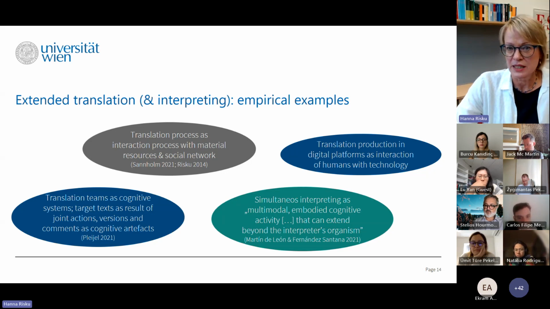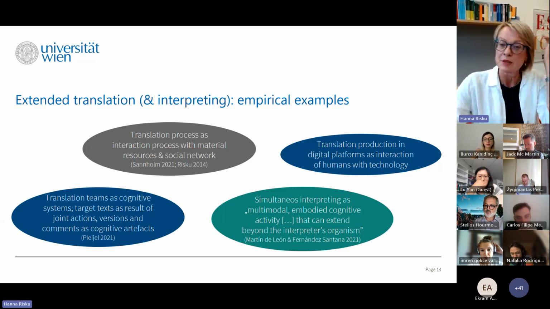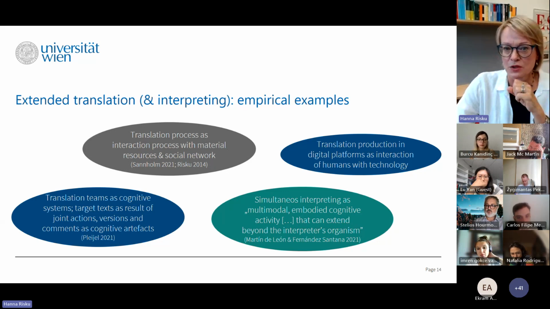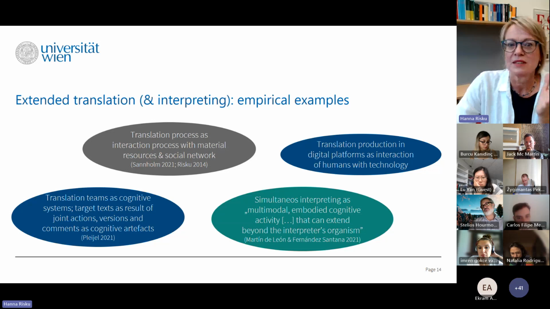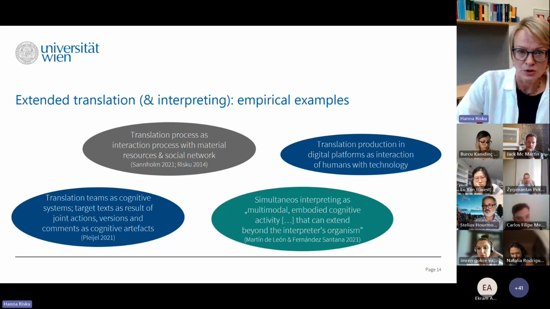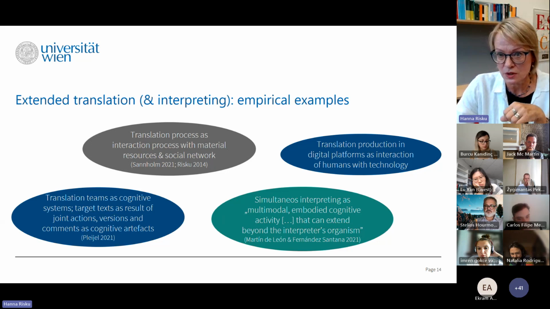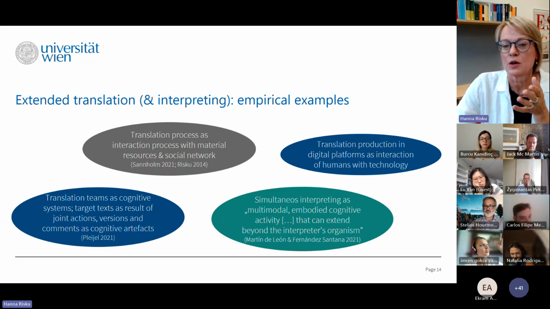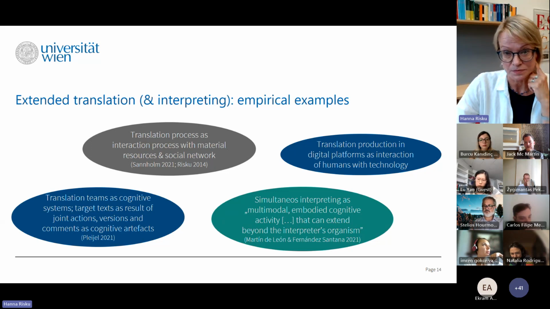Other studies applying an extended perspective would examine, for example, how digital translation platforms produce translations by the interaction of human contributors with this technological infrastructure, or how simultaneous interpreting can be seen, as Martin de León and Fernández Santana write, as a multimodal embodied cognitive activity that can extend beyond the interpreter's organism.